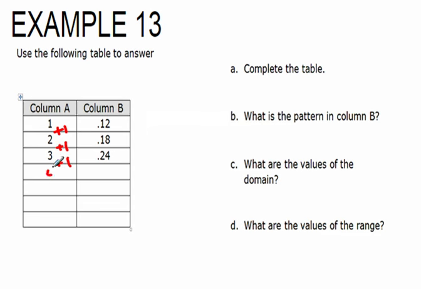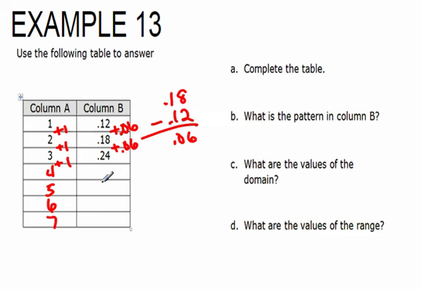So 3 plus 1 would be 4, 4 plus 1 is 5, 5 plus 1 is 6, and 6 plus 1 is 7. In column B, we are going from 0.12 to 0.18. If I subtract those values, we get 0.06. So we're going from 0.12 to 0.18, which even though those numbers are really small, they are actually getting bigger. So we are increasing by 0.06 with each value.